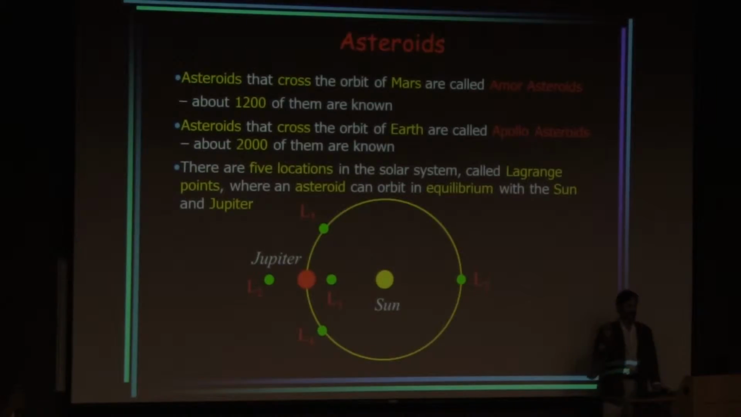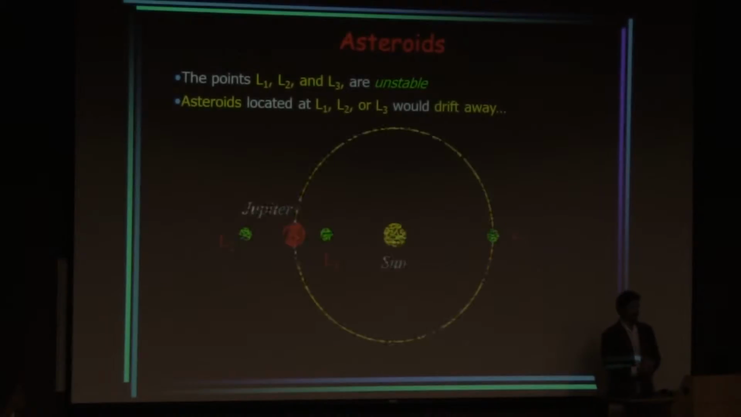All right, so anyway, Apollo and Amor, two classes of asteroids. You should understand what the distinction is there for the final, because all the material we're covering now is going to be on the final as well as material from the first three exams. All right, so moving ahead with the Lagrange points.